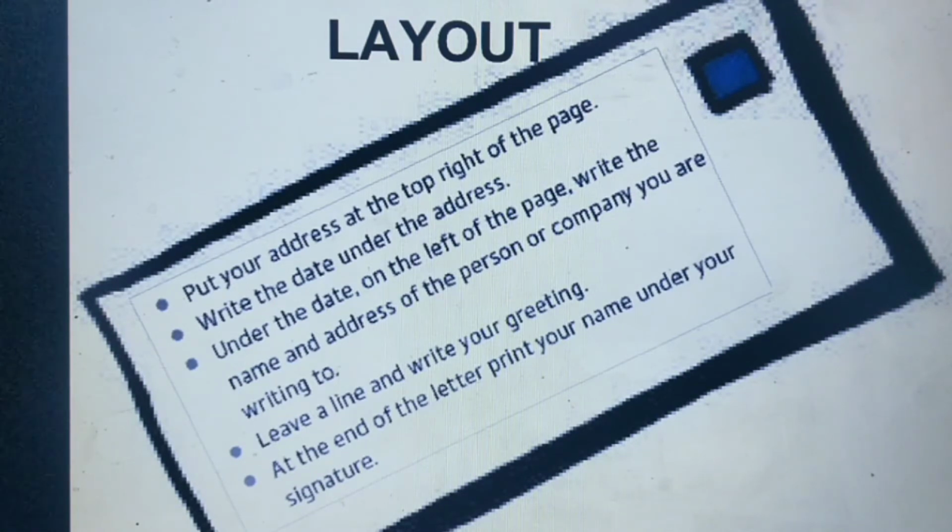Layout. First you put your address at the top right of the page. Then we write the date under the address. Under the date on the left of the page, write the name and address of the company or the person you are writing to. Leave a line. Write your greeting. At the end of the letter, you have to put your name with signature.